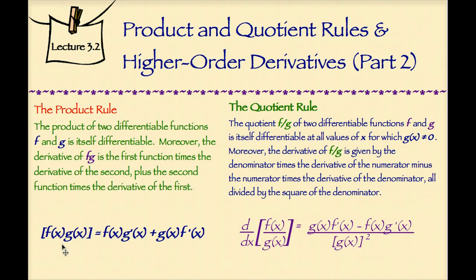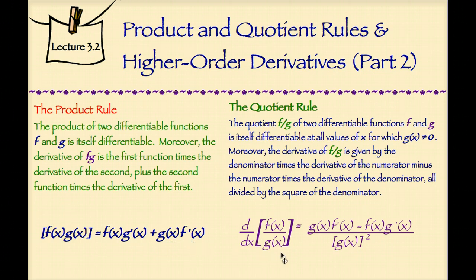The product rule states that when you have a product of two functions, f of x and g of x, the derivative can be taken by multiplying the first function times the derivative of the second, adding the second function times the derivative of the first.